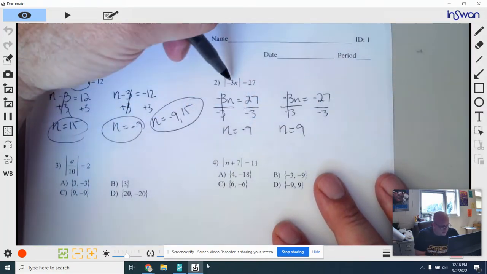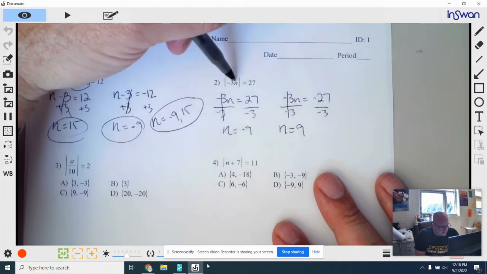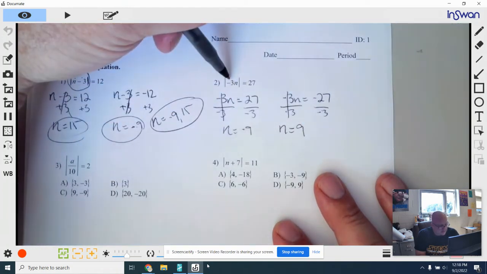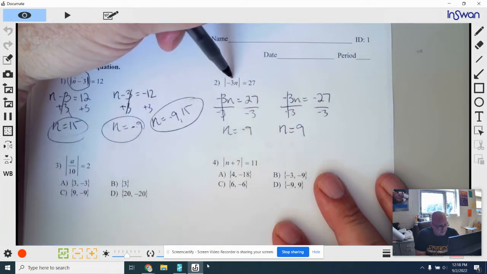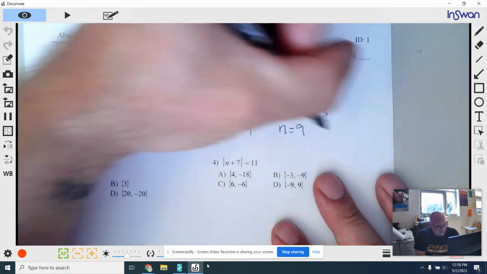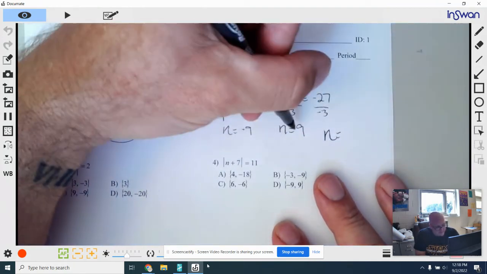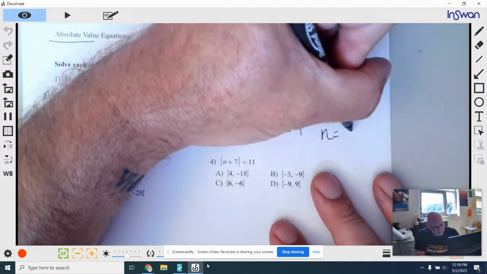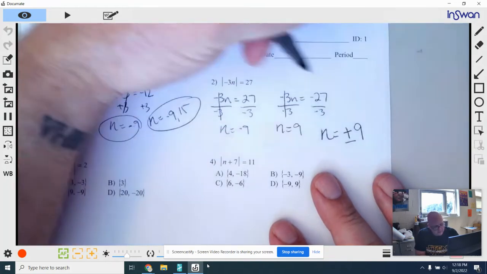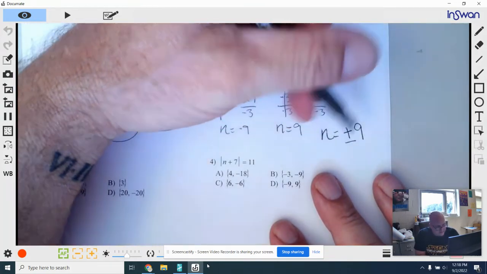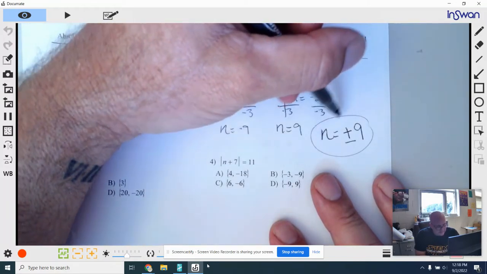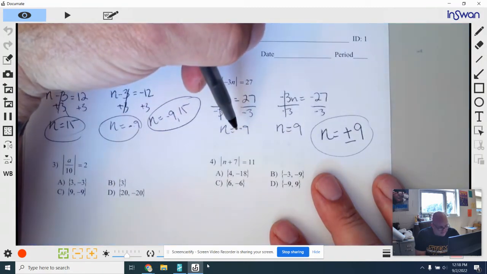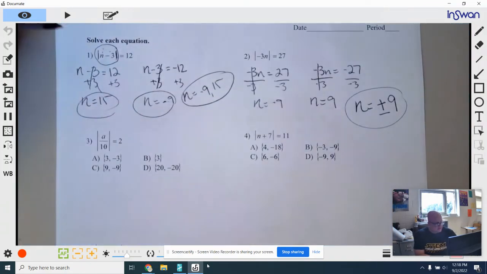Double check, see if it works. Negative 3 times negative 9 is positive 27, and the absolute value of that is 27. Plug in the 9. Negative 3 times 9 is negative 27. The absolute value of that is positive 27. So n is equal to a positive 9 and a negative 9. And a lot of times when you have answers like this, they'll write it like this, plus or minus 9. Okay, plus or minus 9 is exactly how you would say it. But that means that n is a positive 9 and it's also a negative 9. All right, you guys go ahead and solve number 3.